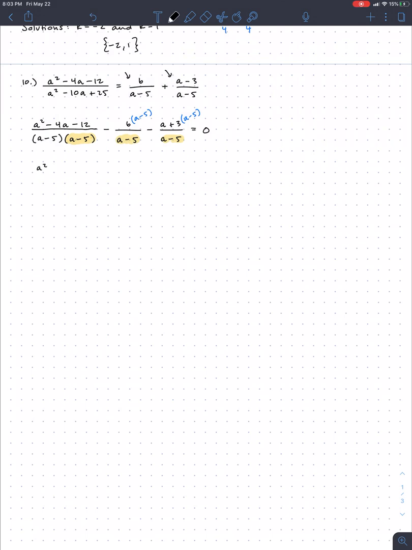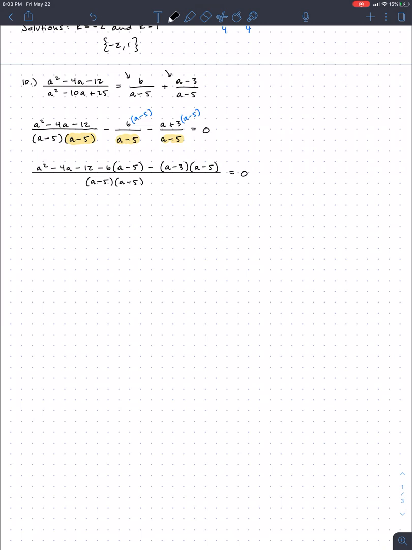So we got a squared minus 4a minus 12, and we're subtracting 6 times a minus 5, minus a minus 3, a minus 5. So something that's really important here is to keep all of my work organized. Just like when you're writing, you want to make sure that your writing is organized so that your thoughts make sense, so that you're able to build off of them. And so we want to make sure that everything is organized, we know where everything's at, so that we know we're doing all of our steps correctly.